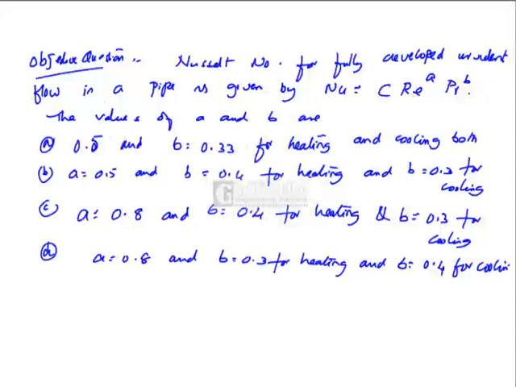Here it is a fully developed turbulent flow. Reynolds number index should be 0.8. For heating, B should be 0.4 and for cooling, B should be 0.3. The answer is option C, and the C value in that equation is nothing but 0.023.